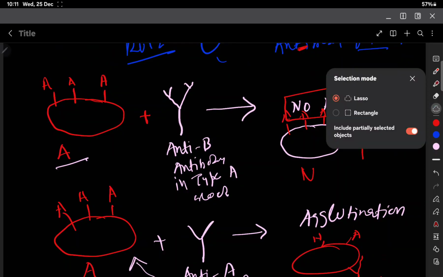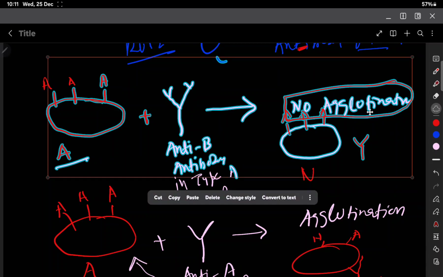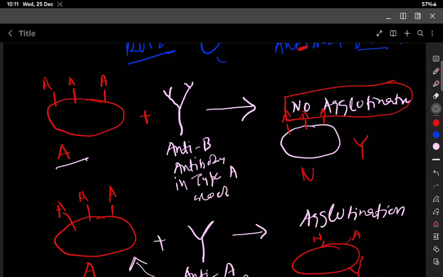So here there won't be any type of agglutination. You can see here there is no agglutination reaction, while in the second case agglutination does not occur, okay, because these antibodies are diluted in the recipient's blood. So here there is no agglutination in the first case, okay.